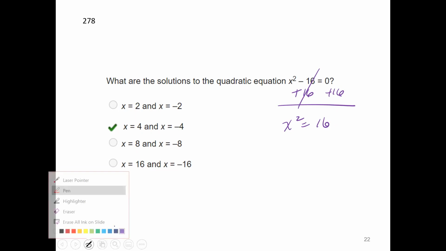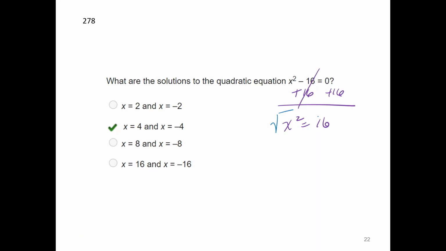Okay, so then how do I get rid of the square? I'm going to square root both sides. So x equals plus or minus 4. So which one has a plus 4 and a minus 4?